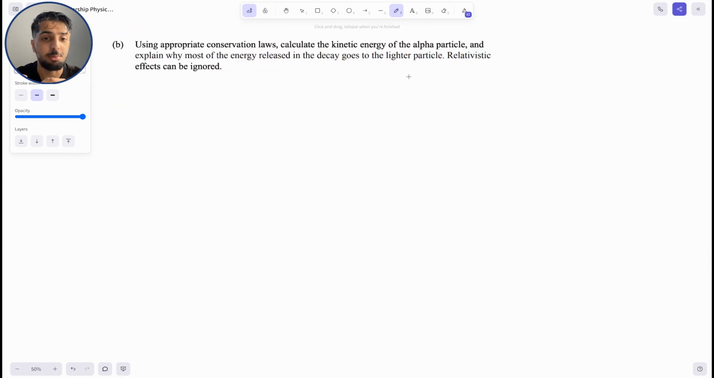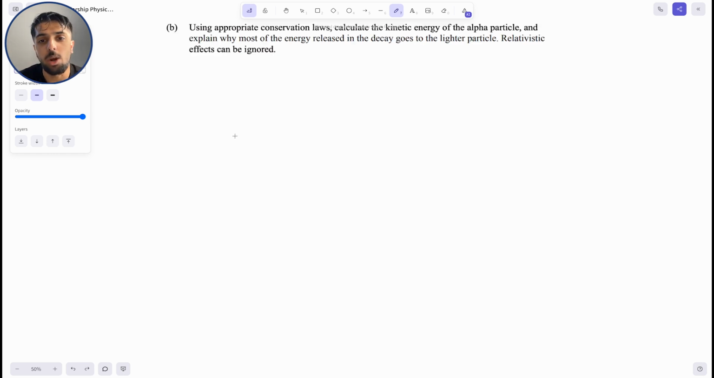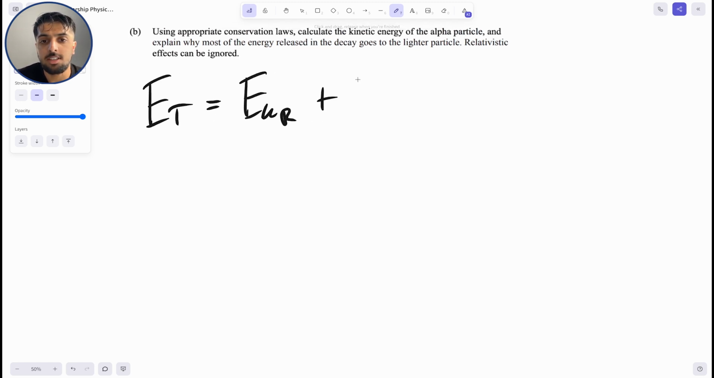Using appropriate conservation laws, calculate the kinetic energy of the alpha particle and explain why most of the energy released in the decay goes to the lighter particle. Okay, so assuming that all energy goes into kinetic energy, we can say our energy total is equal to the kinetic energy of the radium particle plus the kinetic energy of the alpha particle.